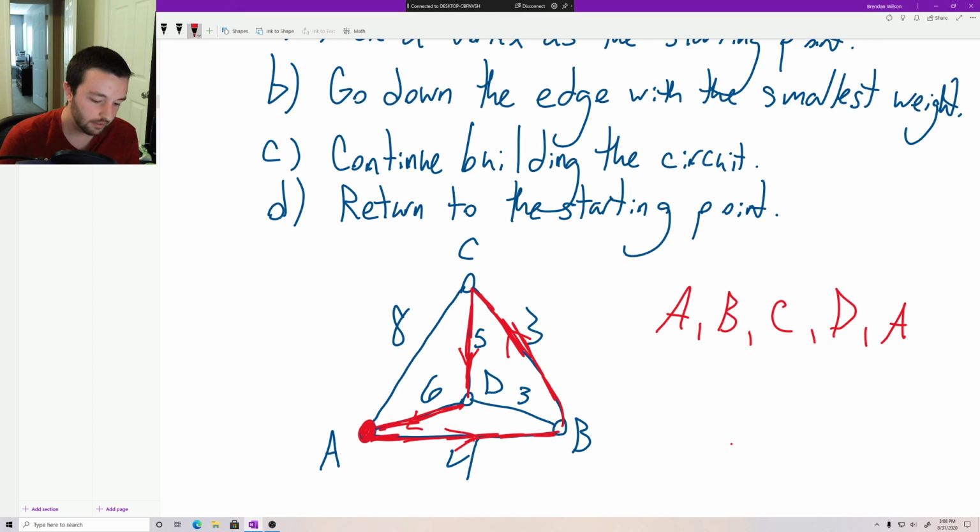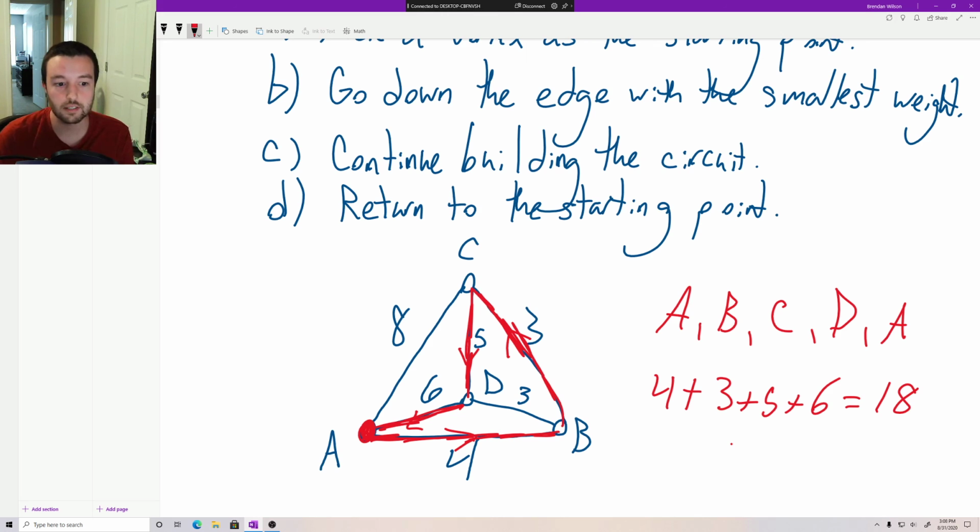Okay. So what weight did that leave us with? We have 4 plus 3 plus 5 plus 6. So 7 plus 11 is 18. Okay, so it works. Essentially, you just start with the smallest one and then just go from there, and it ended up working here. Okay.